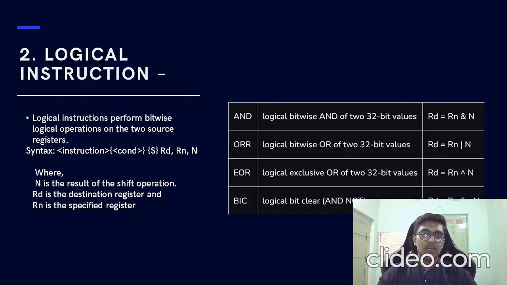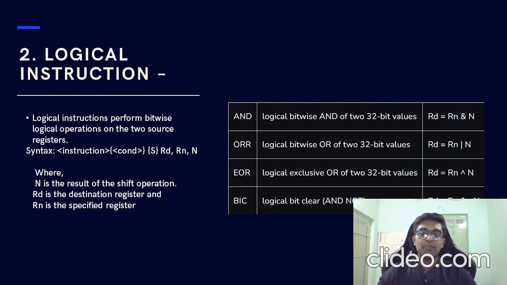Logical instructions. Logical instructions perform bit-wise logical operations on the two source registers, and the syntax is as follows. Instruction followed by a condition and the register numbers and specifications, where N is the result of the shift operation, Rd is the destination register, and Rn is the specified register.